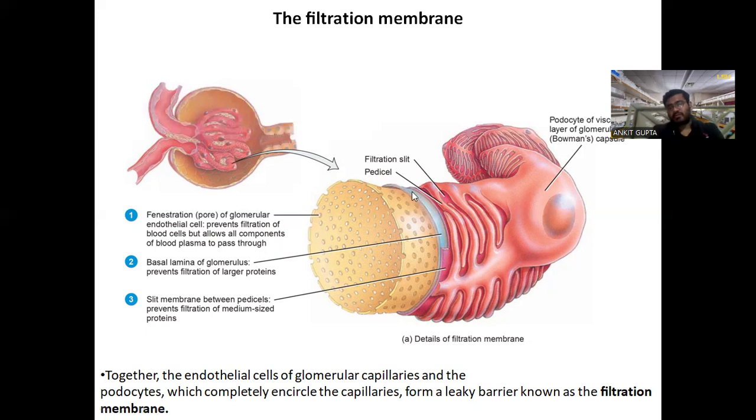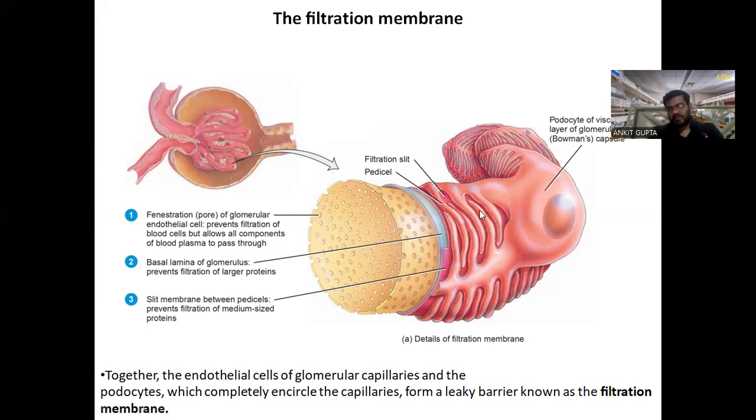So the next part, this over here, you can see this is the basal lamina. This basal lamina is made up of acellular material and it prevents the flow of bigger proteins. And the third part is the podocyte. This is a podocyte. These are specialized cells. These have feet-like appendages.